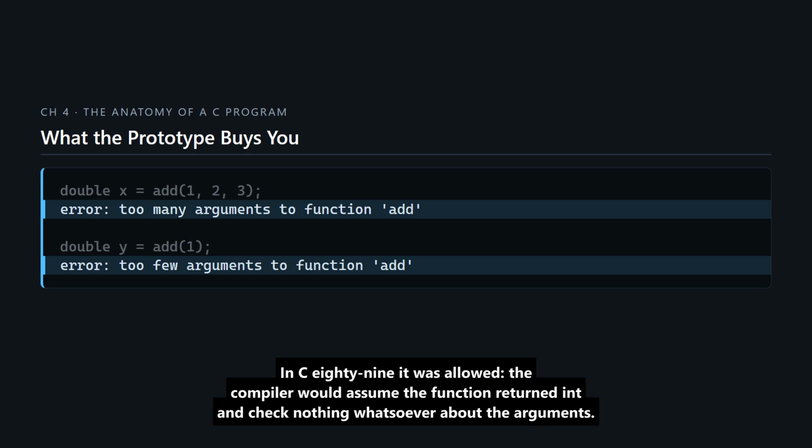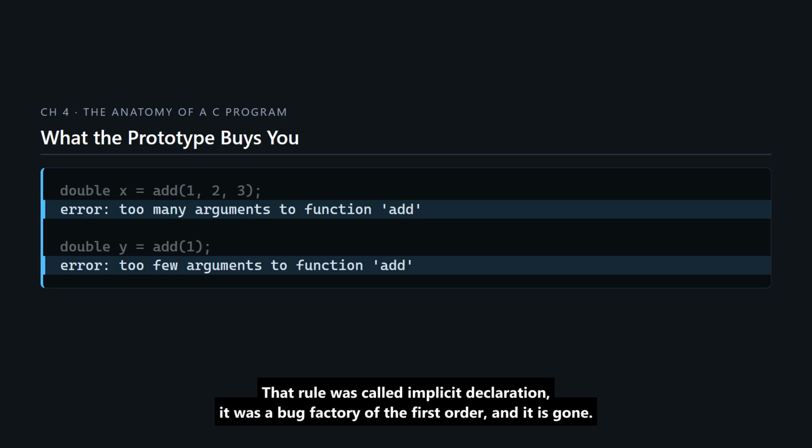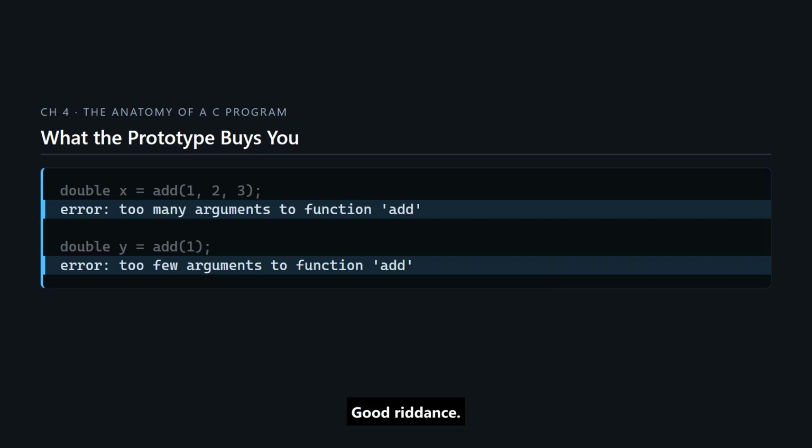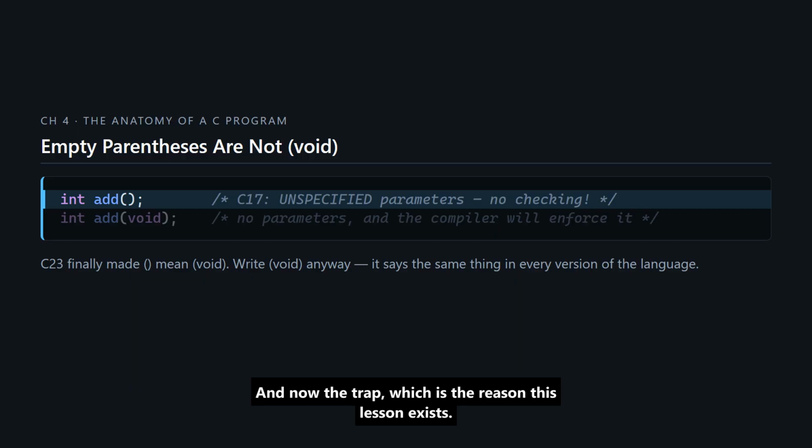In C99 and later, calling a function with no declaration in scope is an error outright. In C89 it was allowed. The compiler would assume the function returned int and check nothing whatsoever about the arguments. That rule was called implicit declaration. It was a bug factory of the first order, and it is gone. Good riddance.